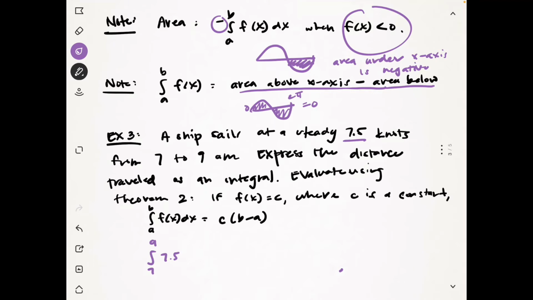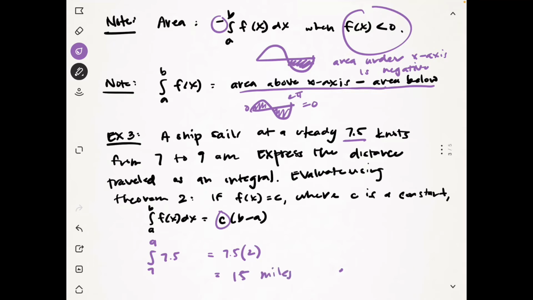Okay, so what theorem 2 says is that if we have an integral with a constant, like we do here, 7.5 is our constant, then all we have to do is take our constant, which is 7.5, and multiply by b minus a, which is the end minus the start. So 9 minus 7 is 2. So this thing is going to be 15 miles that we traveled.